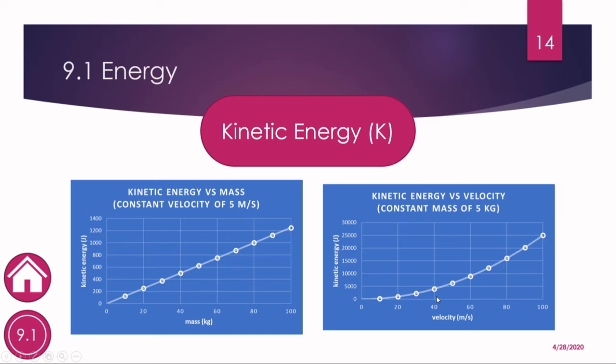If we double the velocity, then the kinetic energy goes up times 4, because 2 squared is 4. If we triple the velocity, the kinetic energy goes up times 9, because 3 squared is 9.